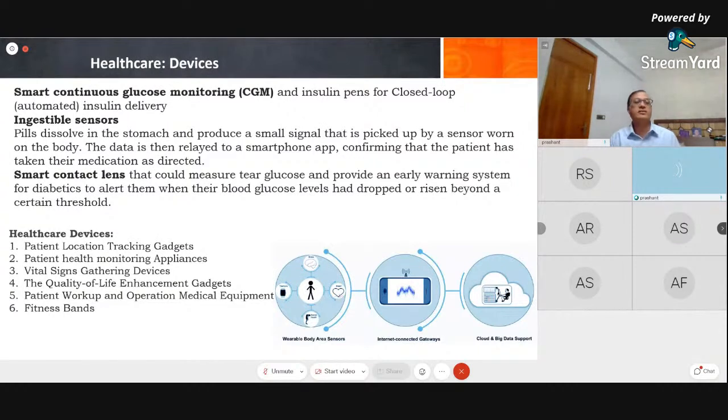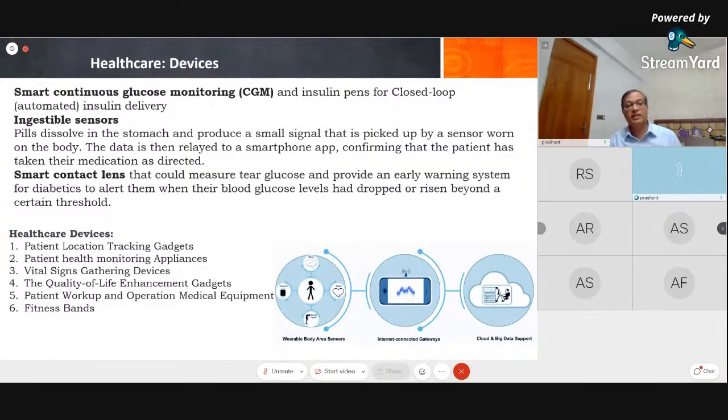There are other healthcare devices such as patient location tracking gadgets and health monitoring appliances. Old age people can wear these kinds of devices in their home, and they keep communicating with the hospital. There are vital signs gathering devices. For instance, if the person has fallen down, or if the heartbeat is not normal, these signs would raise an alarm to the hospital, and then an ambulance can be sent to the person to help them.